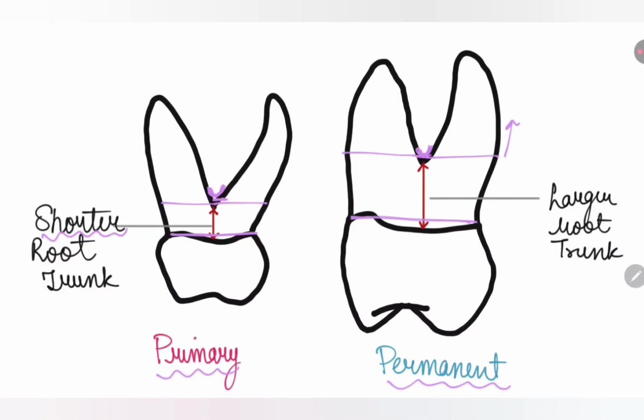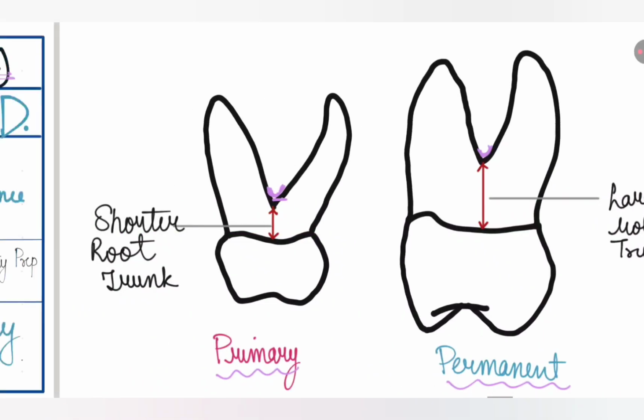You can see the difference, right? In the red it is marked, the root trunk is marked in red, and you can see the clear difference. It is shorter here and it is larger here. Now what is the clinical significance of it? What happens if there is a shorter root trunk and what happens if there is a larger root trunk?